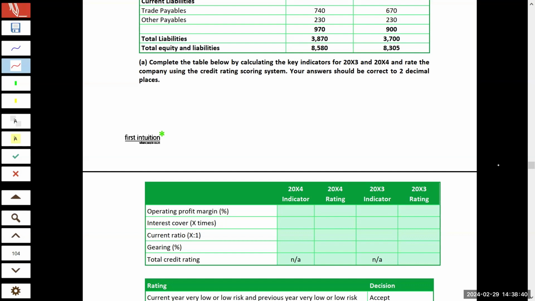Now, plain and simply, we're told to start with the operating profit margin. Now, you can do this in different ways. You can sort of go across the rows, or you can go down the columns. Doesn't really matter. We're just going to do it across the rows, so we're not supposed to write the same formulas out twice. So we'll start with the operating profit margin, the 20x4.